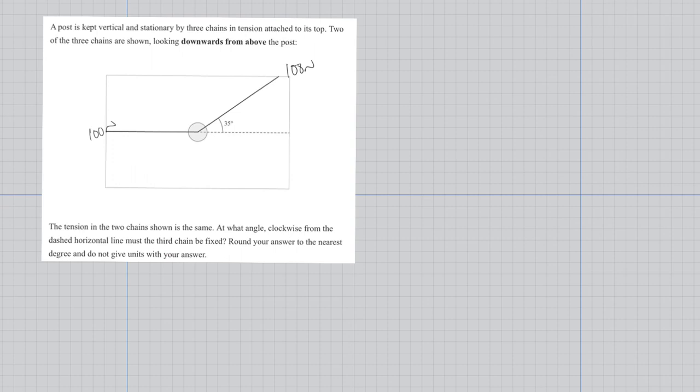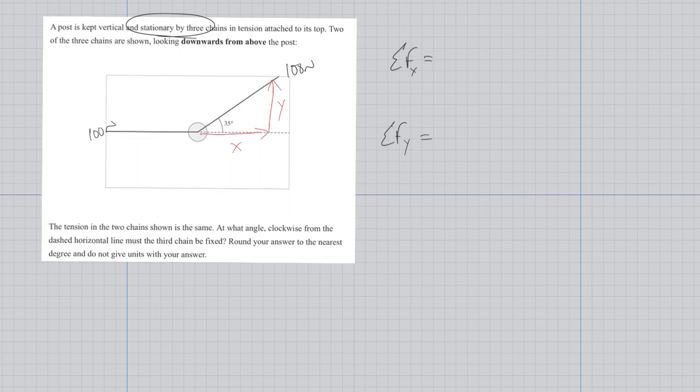So if we look at this, I'm just going to imagine each chain currently attached has a tension of 100 newtons. And then we're going to find currently what is the net force in the x and y direction with just those 2 chains, because if it's at rest and kept stationary as said here, then my 3rd chain is basically going to have to balance out whatever the net force is of these 2 chains.